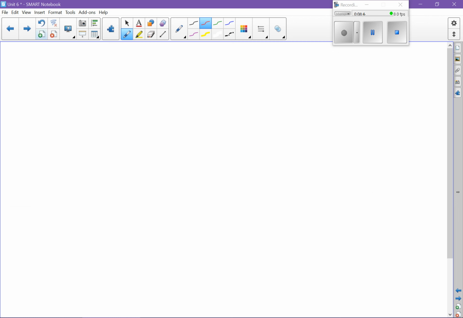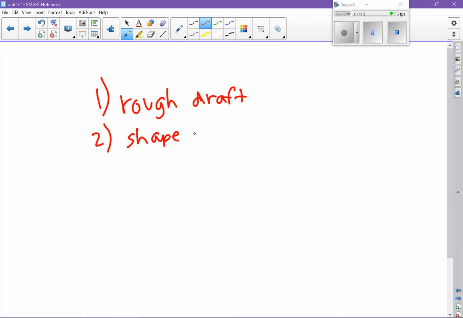So here are your steps. First you're going to do a rough draft of your molecule. Next, you're going to decide on the correct shape. If you need help with that, go back to Unit 5. Okay? Then based on the shape, you can identify it as nonpolar or polar using the rules that we just said. So that's your steps and that's how you're going to figure this out.